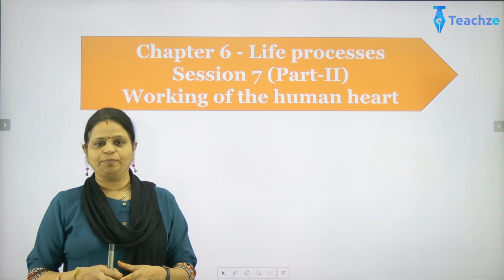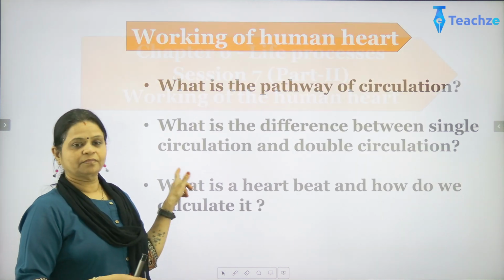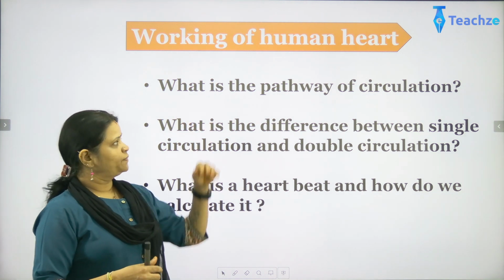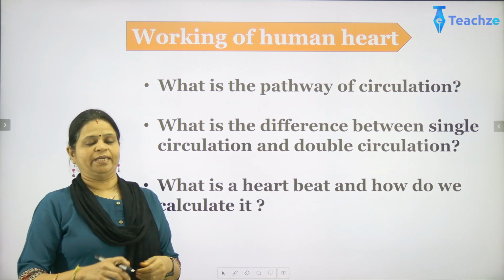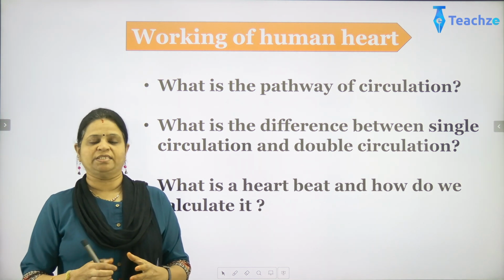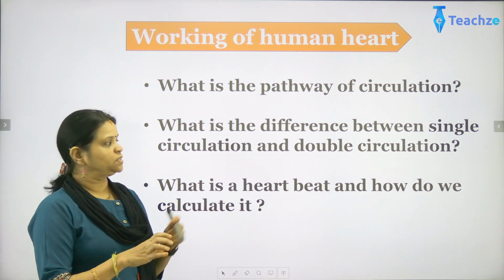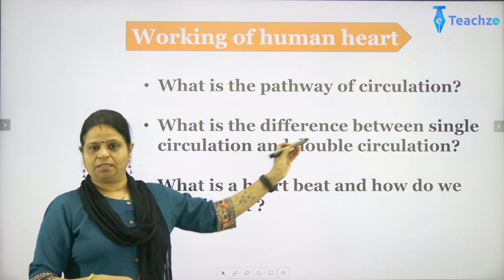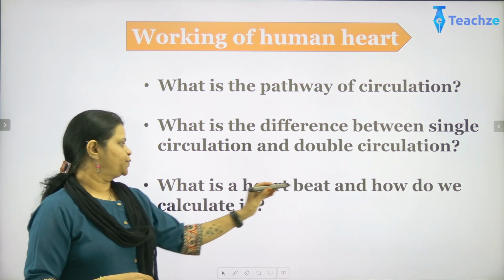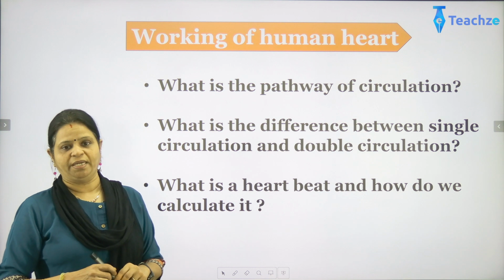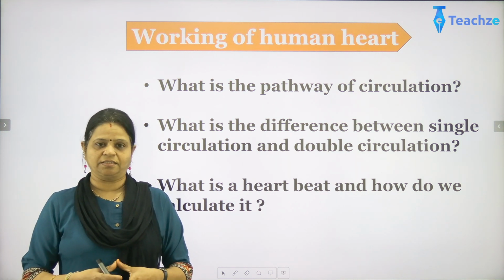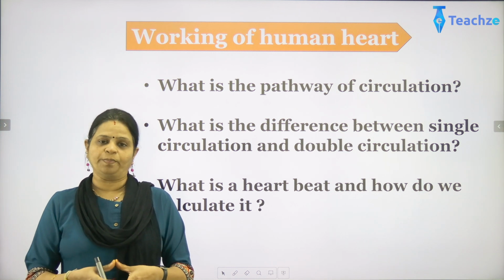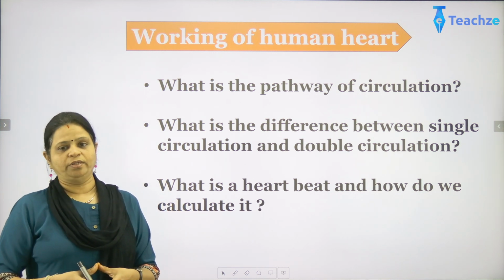Let's see what subtopics we have for today. The first one is the pathway of circulation, where we will analyze how the blood flows inside the heart and the difference between single and double circulation. Then we will also try to understand what a heartbeat is, how we calculate the heartbeat, and the cardiac cycle. These are the subtopics for today, so let's go on with the session.